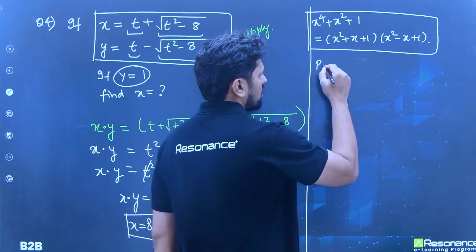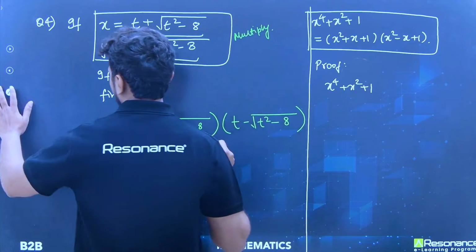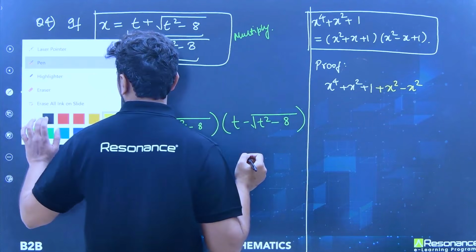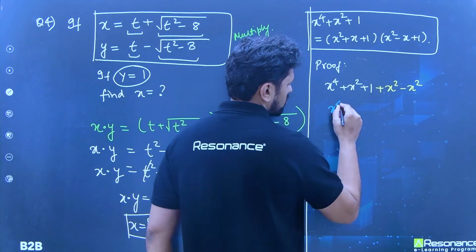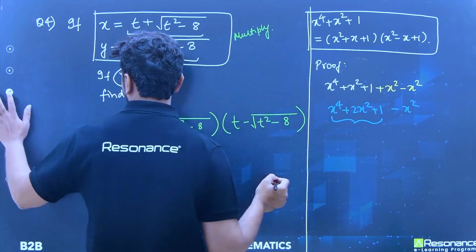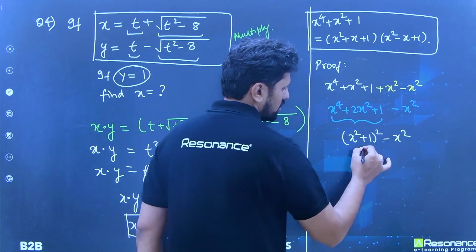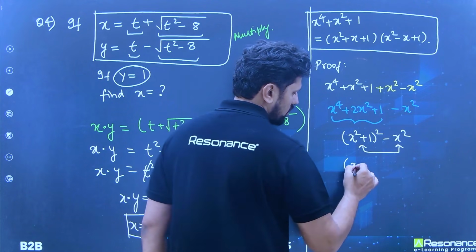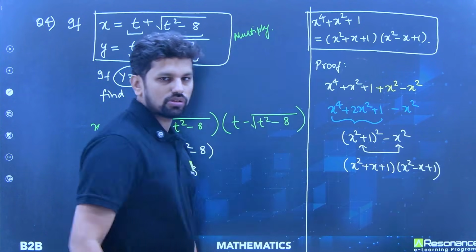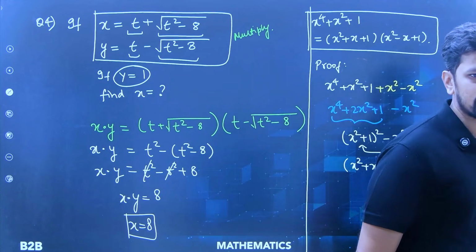So we can prove it. x to the power 4 plus x square plus 1 is there. We will add and subtract x square. So this will become x to the power 4 plus 2x square plus 1 minus x square. And this thing will become x square plus 1 whole square minus x square. So a square minus b square, so a plus b into a minus b. So this is the factorization of x to the power 4 plus x square plus 1.